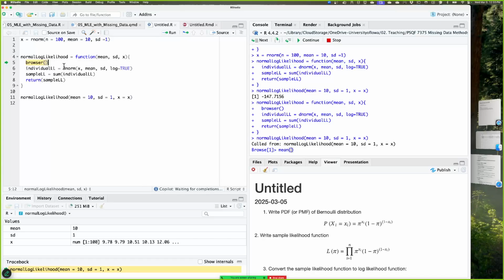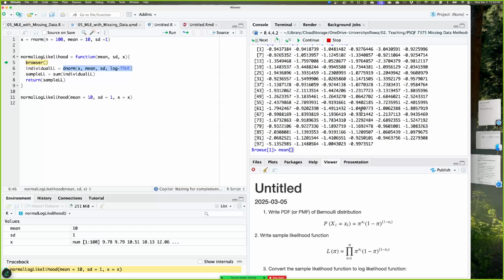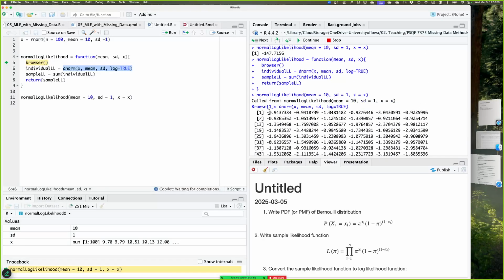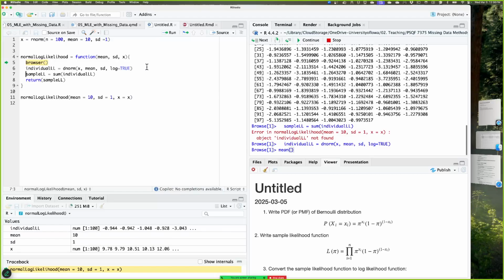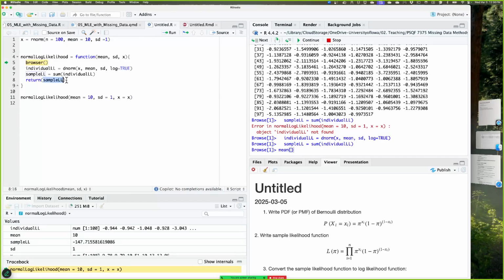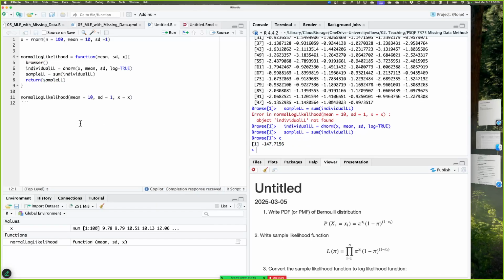But then what you can see is this dnorm function, it evaluates the log likelihood for each individual observation for their given value of x for a given mean of 10 and the standard deviation of 1. Right? So far, so good. And then the sum just is the sum of all that. And then we return it as it goes. So a function in R, for the rest of your life, functions are easy.